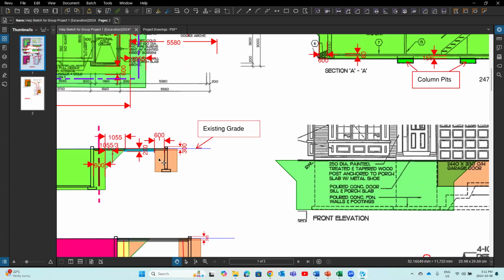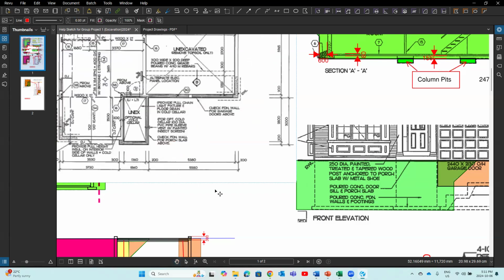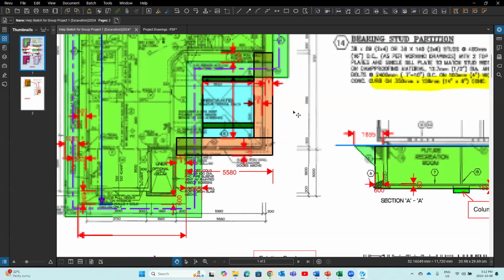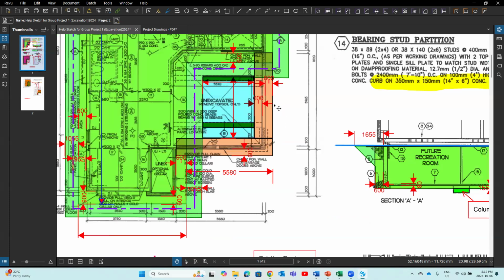So now I know the depth of the trench, right? How do we get the width of the trench? We know the workspace is 600 millimeter. You take the 600 millimeter plus the thickness of the foundation wall plus another workspace, 600 millimeter. You should get the width of the trench, right? Width of the trench multiplied by depth of the trench, then you multiply by the length of the trench, you get a volume, right? That's this, item number 2.